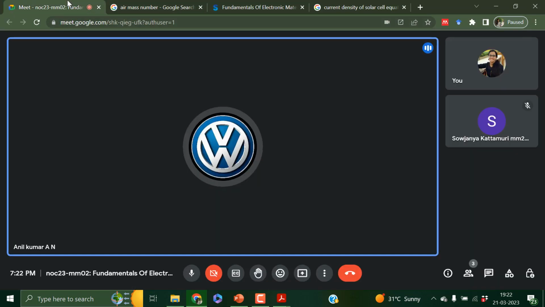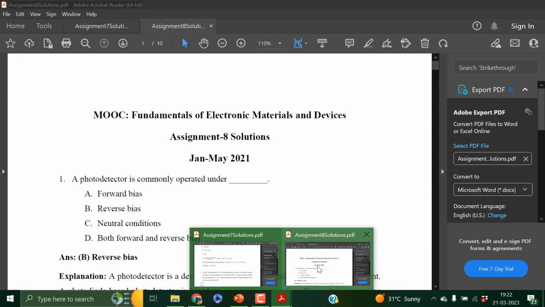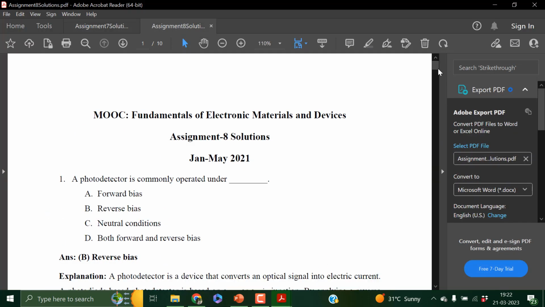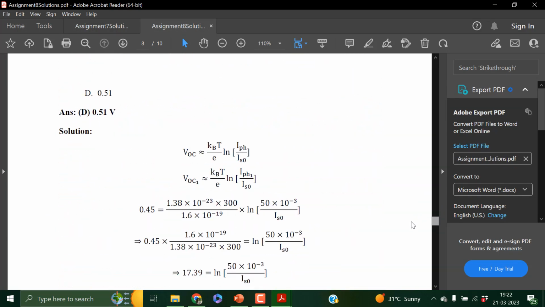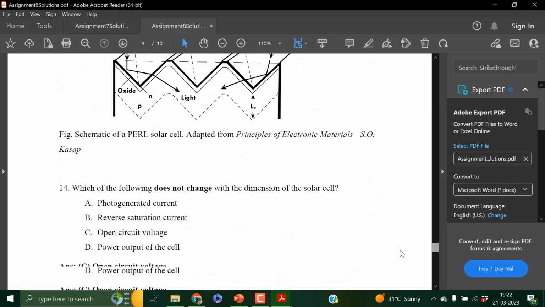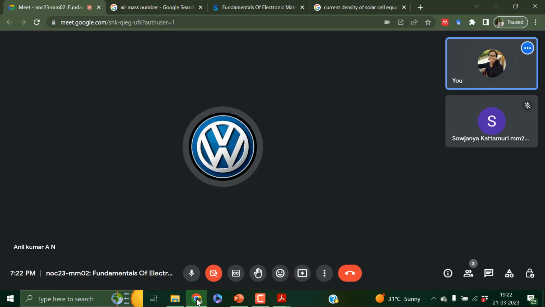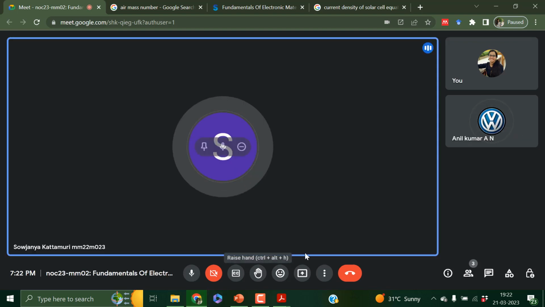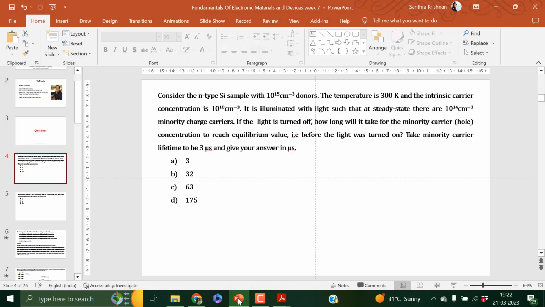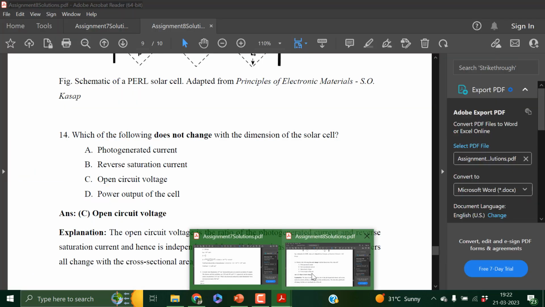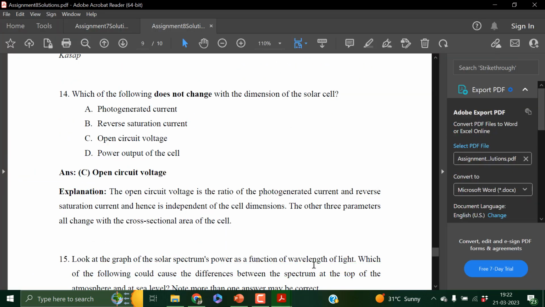Madam, another question I have: which of the following does not change with the dimension of the solar cell? They have asked this question in the 14th one, Assignment 8, madam. Okay, 14th one. Saujanya, were you able to solve this non-graded question that he just told? Ma'am, that time I solved, but now I don't remember. Okay, I have to check back. Fine, so the 14th is: which of the following does not change?